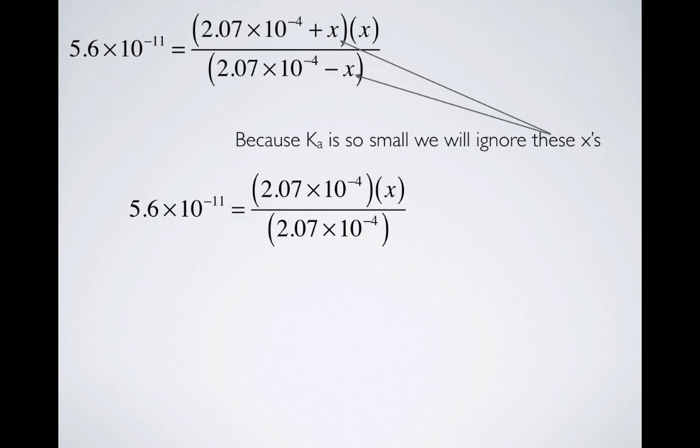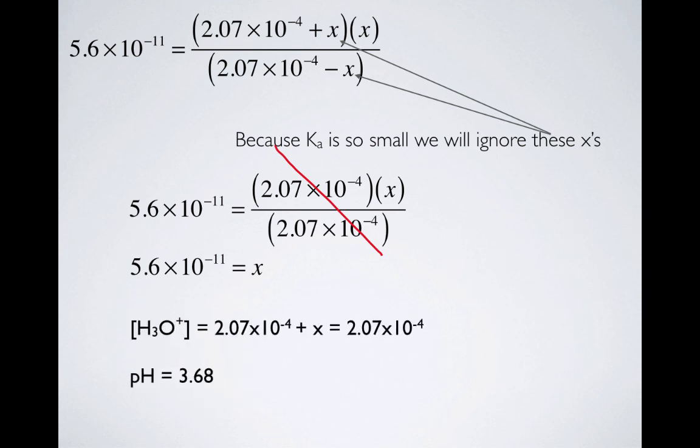I've got 2.07 times 10 to the minus 4 on top, 2.07 times 10 to the minus 4 on the bottom. Those things cancel out, and it leaves me with x equaling 5.6 times 10 to the minus 11. So the x value for that ended up being equal to the Ka2. This is a very common situation that happens when you're solving for a second or third ionization constant.